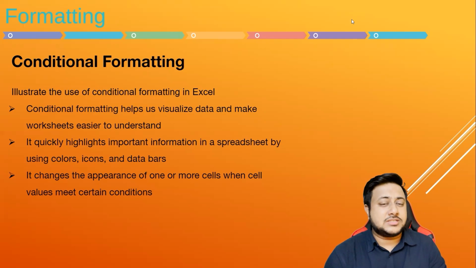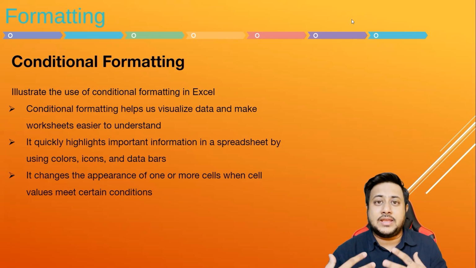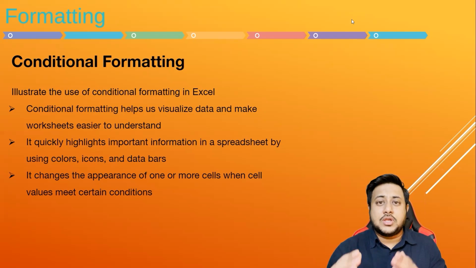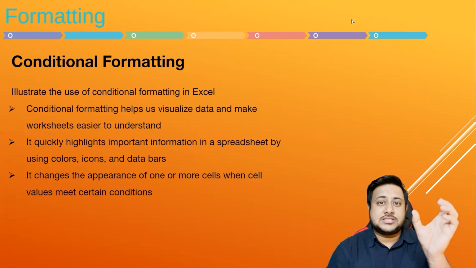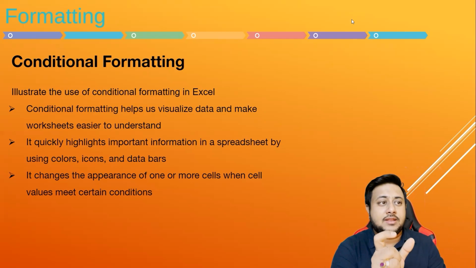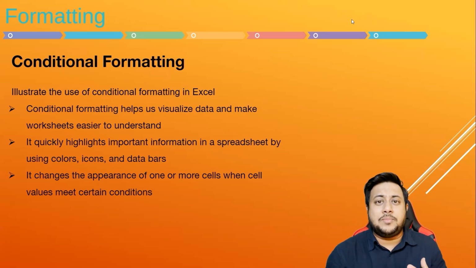Conditional formatting helps us visualize data and make worksheets easier to understand. Because once you do some sort of formatting like that, let's say you're analyzing a sales value or a salary value, once somebody opens it and sees that these items are in green and these are in red, it will be evidently visible that conditional formatting is applied, right? So visually it will be appealing. It catches users' attention when somebody opens the worksheet for the first time.